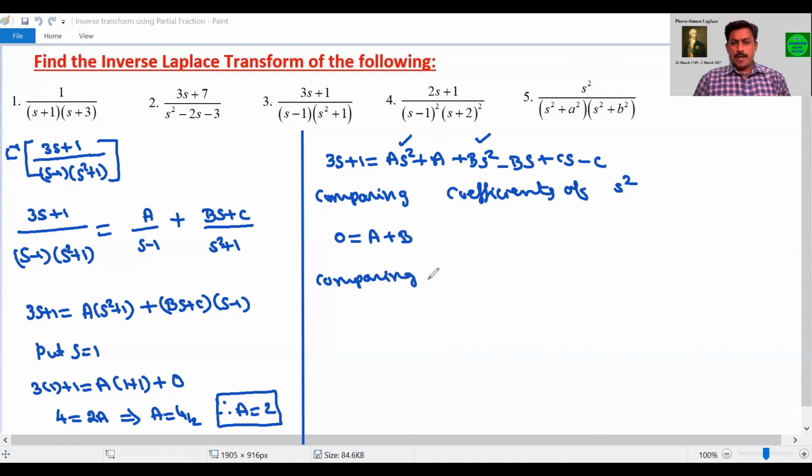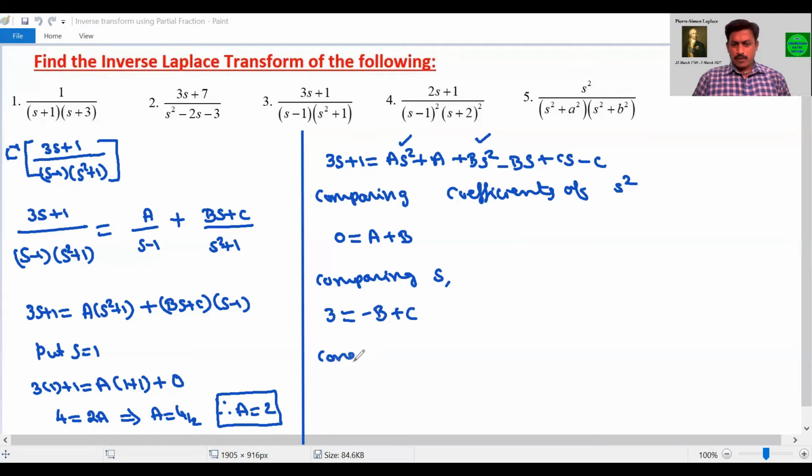Now comparing coefficient of s. Now on your left side we will have 3 in front of s, so we have written 3. Here on your right hand side you will have minus b as well as c, so minus b plus c is the coefficient of s on your right hand side.